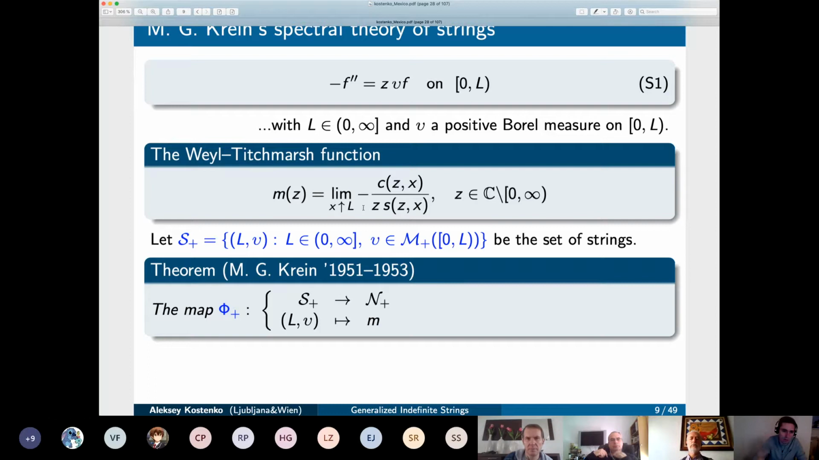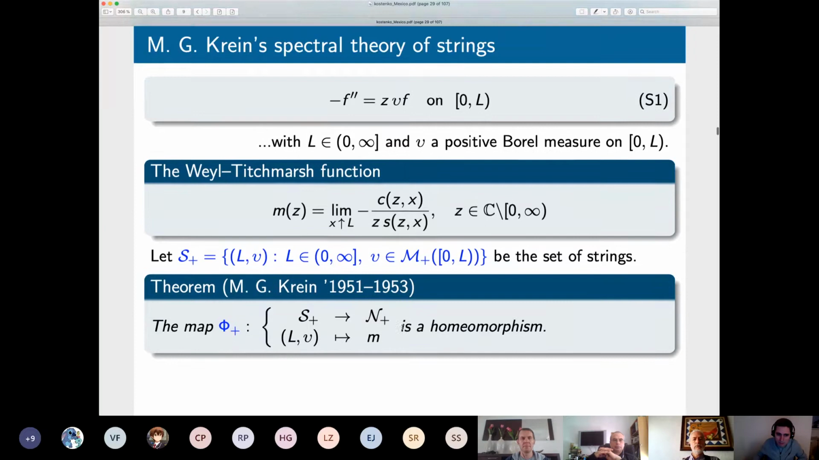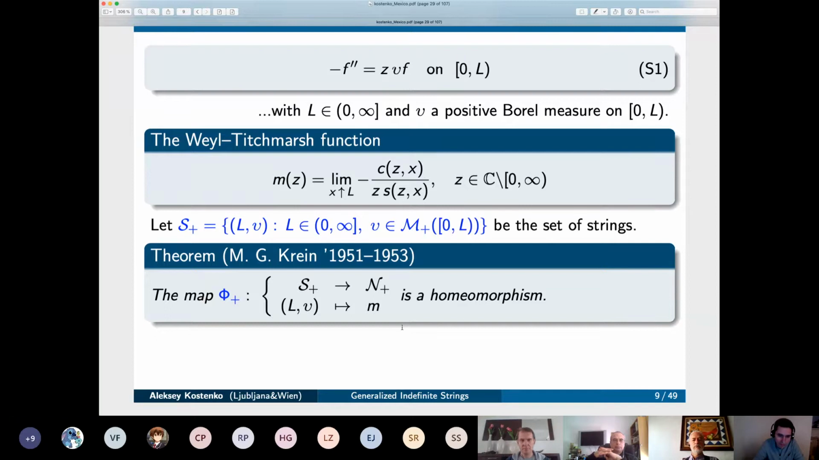So we have a map, which maps each string, that is each pair L and V, into the set of all Stieltjes functions. So N plus here is exactly the set of Stieltjes functions, because we said that M is a Stieltjes function. And the main result of Mark Krein is the fact that this map is homeomorphic. That is, this map is bijective. Moreover, if we introduce suitable topologies, then this map becomes continuous and its inverse is also continuous.